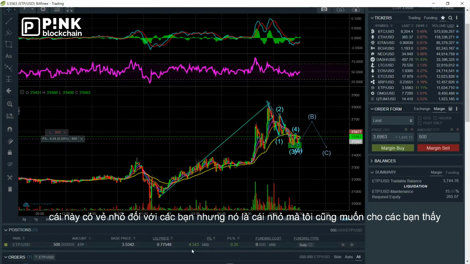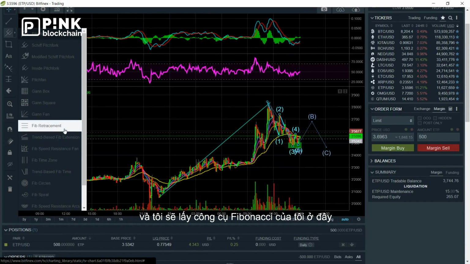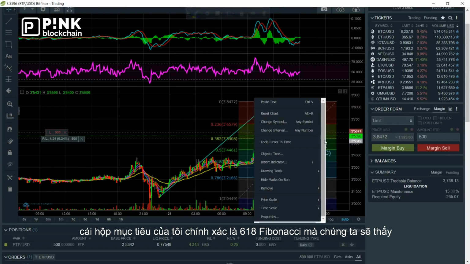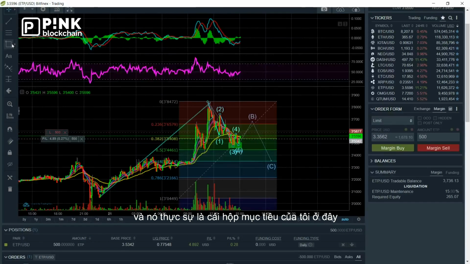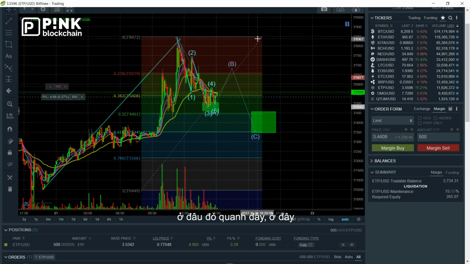So this might seem small to you guys, right? But it was a small one that I will also want to let you see. And I'm gonna take my Fibonacci tool here. So my target box is actually 618 Fibonacci, we'll see. So that's really my target box right there. Right around here, guys. Cool, right?